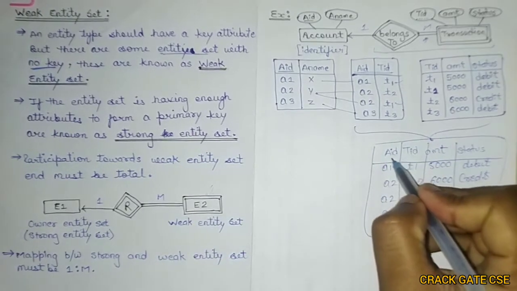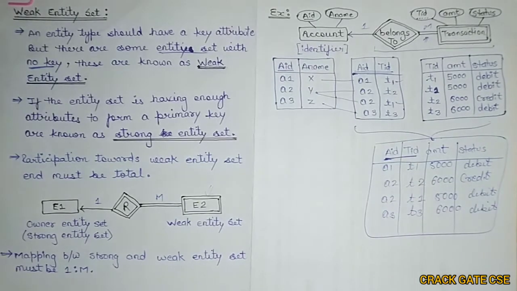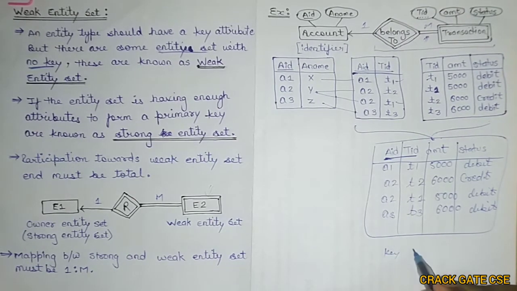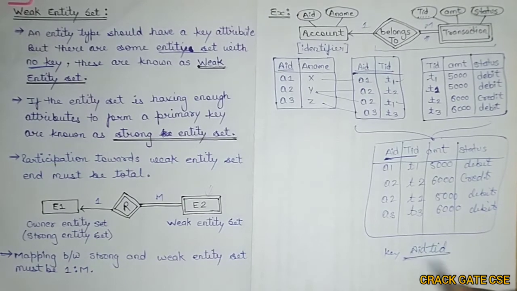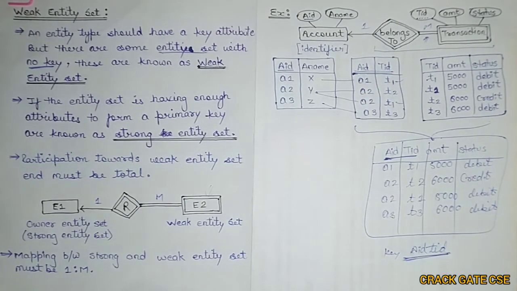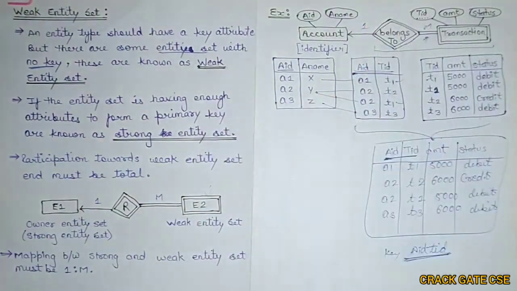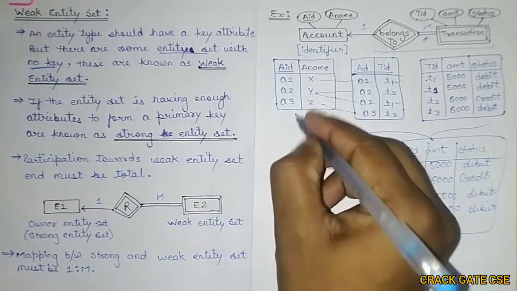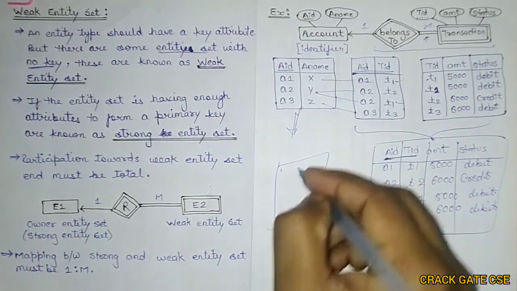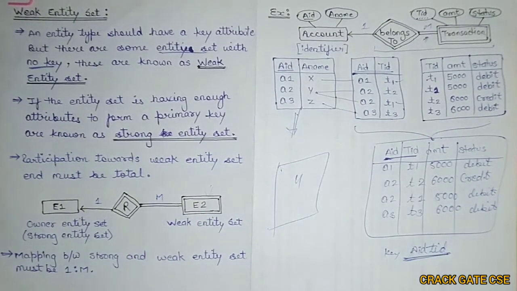Now here you can see that this AID TID combinedly will be treated as a primary key because none of these are unique. So the key will be AID TID. So combinedly they will be treated as a key, right? So this is a table of transaction belongs to, because they have merged into a table, and this particular table will remain as it is, right? So this table will be same.